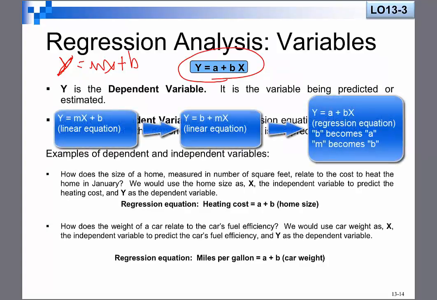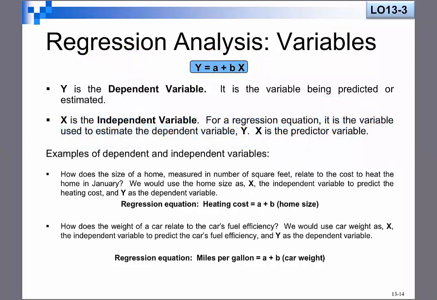So Y stays Y. The B right here, this Y-intercept, is now becoming the A. I know it's a little confusing. We're calling the B the A if we're looking at regression analysis. The X stays the same. And then this M, which was your slope when you were taking college algebra, is now going to be known as B. So the formula is the same, it's just that we are changing the names of the letters.